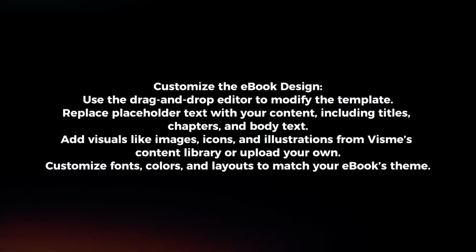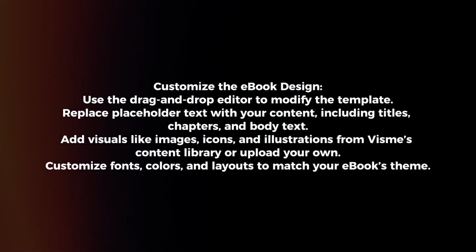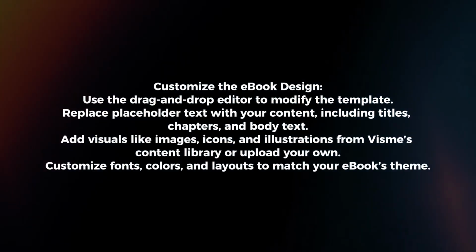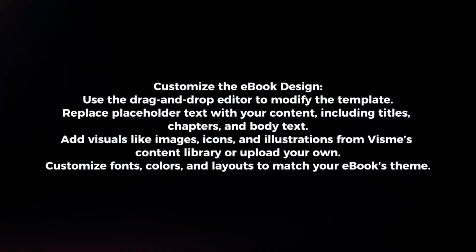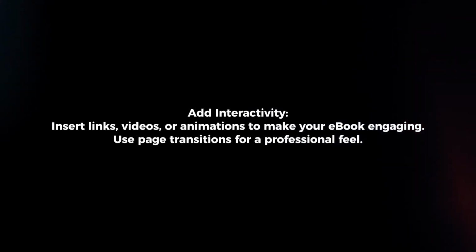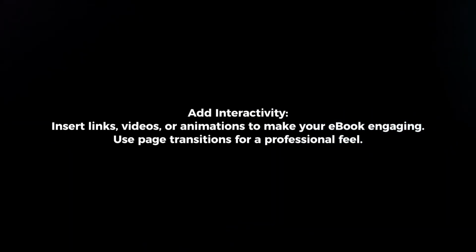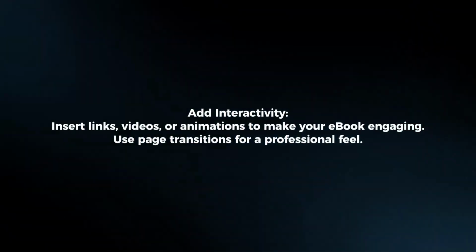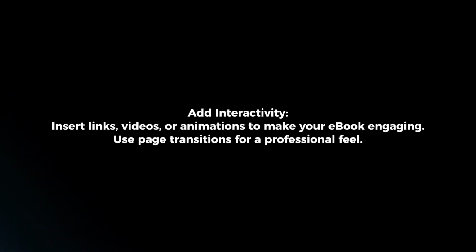Add visuals like images, icons, and illustrations from Visme's content library or upload your own. Customize fonts, colors, and layouts to match your ebook's theme. Add interactivity. Insert links, videos, or animations to make your ebook engaging. Use page transitions for a professional feel.